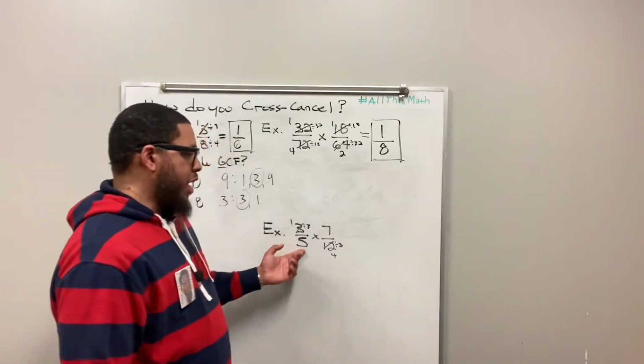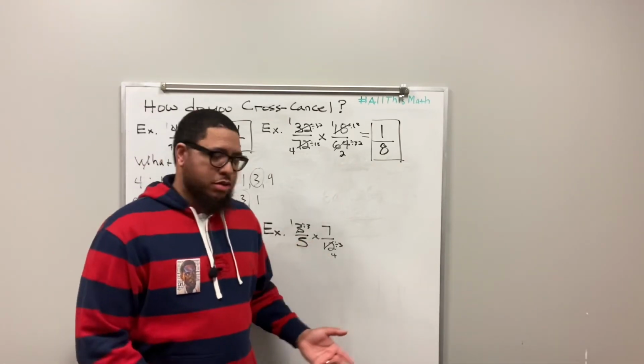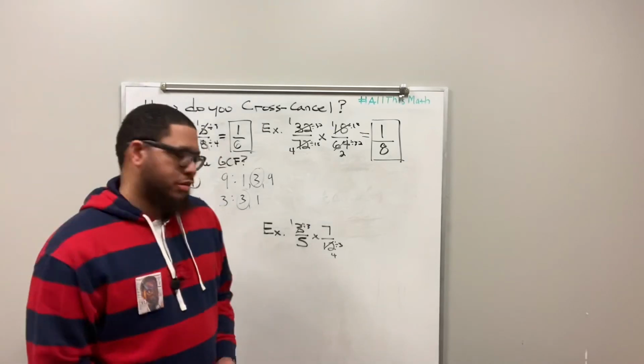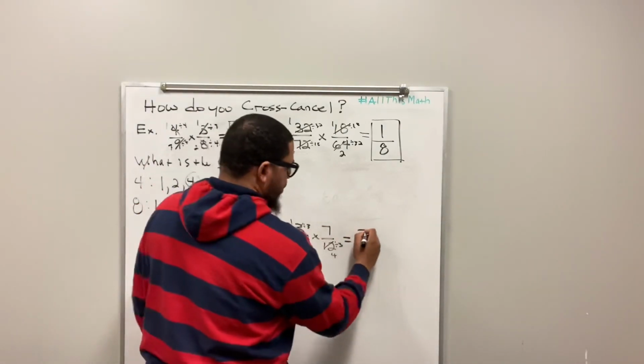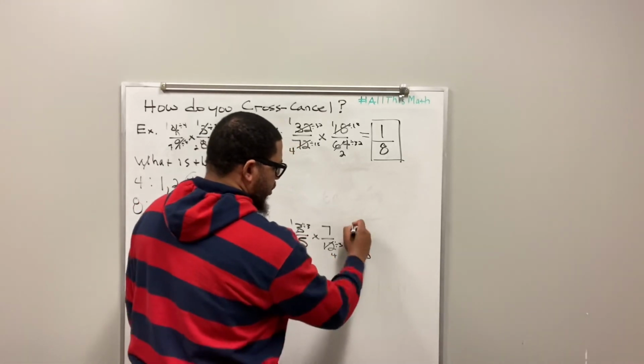So we can't change the 5 to anything. I mean, if you want to, you could do 5 divided by 1. You're still going to have 5. You could do 7 divided by 1. You're still going to have 7. Nothing changes. All right? So now we multiply straight across. 1 times 7 is 7. 5 times 4 is 20. And that's our final answer.